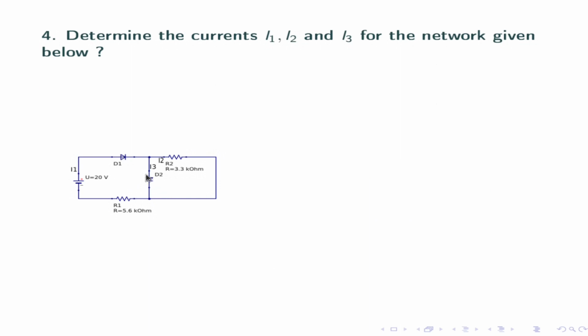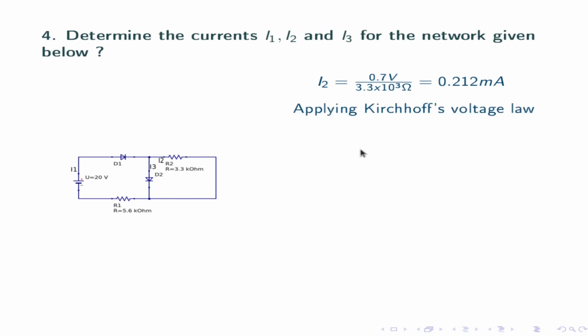Here we have a network. We want to find the currents I1, I2 and I3. So I2 is, we have only one diode, 0.7 voltage by resistance, 0.7 by 3.3 kilo ohm, that is 0.212 milliampere.